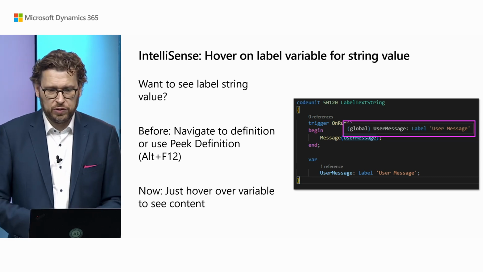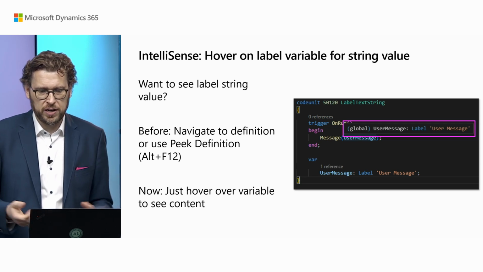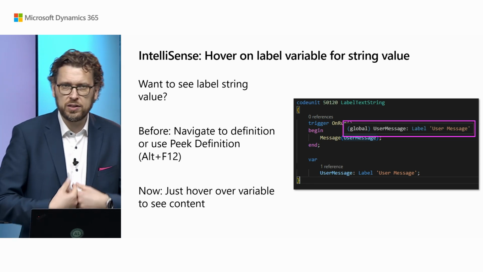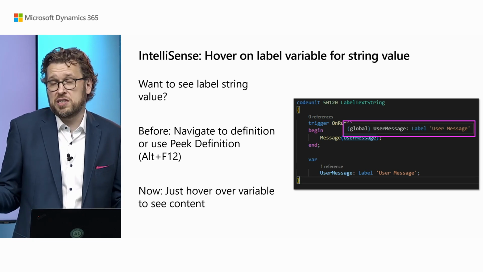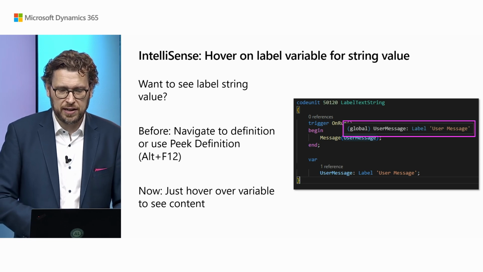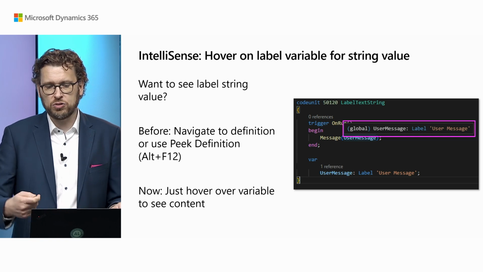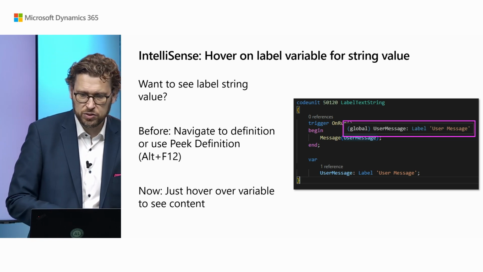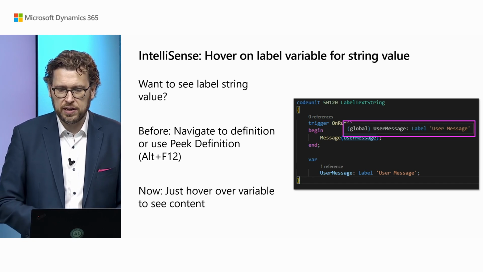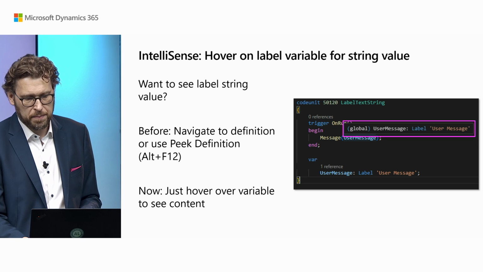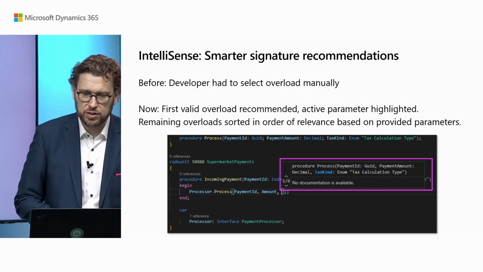Another feature that we built is that if you're working with labels, you might be using them for user messages. When you are using that label variable, maybe you want to see what is inside that label. Instead of having to navigate to it or use peek definition, you can now just hover over it. In this example, you see that we hover over the user message in the message call, and you can see that the label value is user message. So that makes it a little bit easier to see label values.